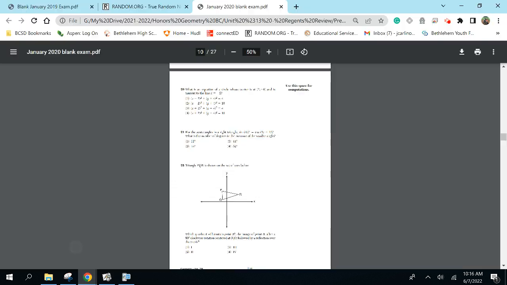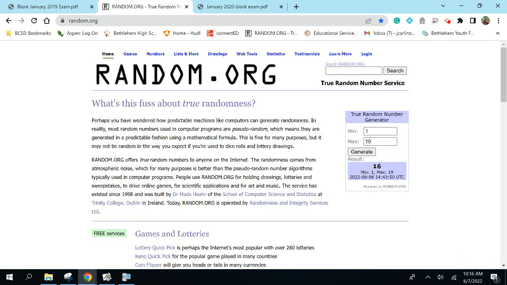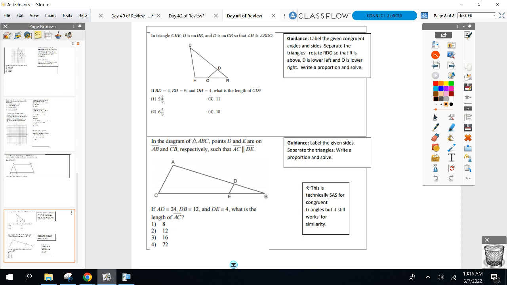Let me get my numbers ready here. Already set up from yesterday. Perfect. All right, ready to roll. Here we go. Triangle CHR. I'm giving you a pair of angles that are congruent. Can you mark them on your diagram? Angle H and angle RDO are congruent. Okay, RD has a length of 4. RO is 6. OH is 4. What's the length of CD?